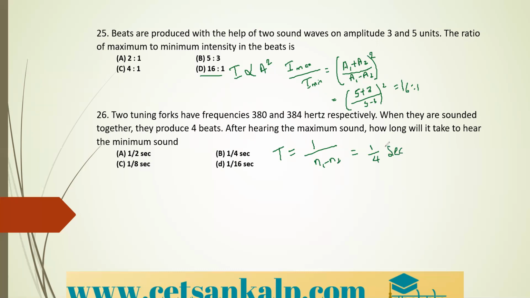Next, the time interval between the maximum sound and the minimum sound is T divided by 2. Here T is equal to 1 by 4, so substituting the T value, it becomes 1 divided by 8 second. That is, option C is the correct option here. That is 1 by 8.